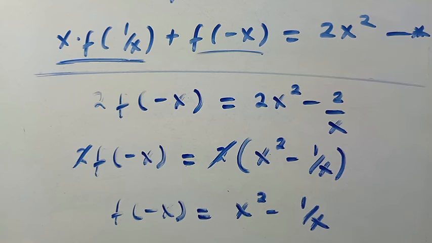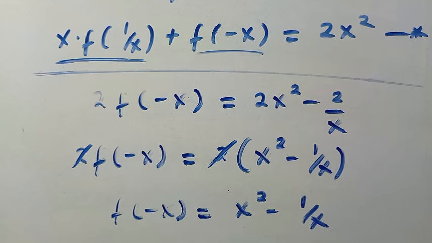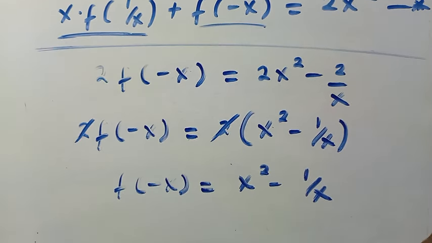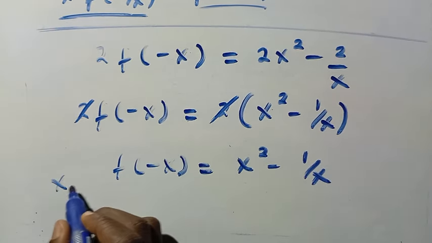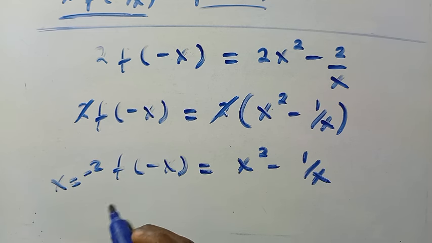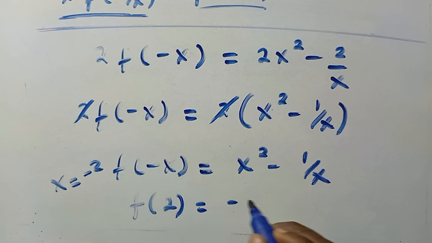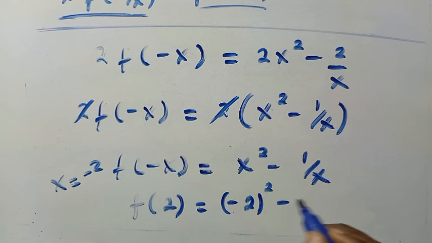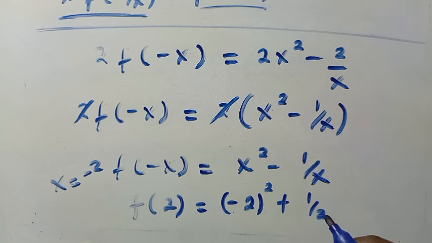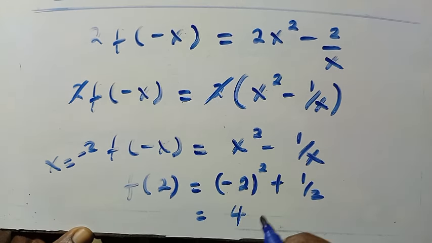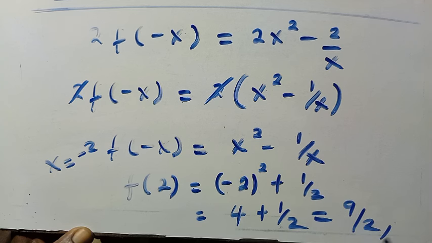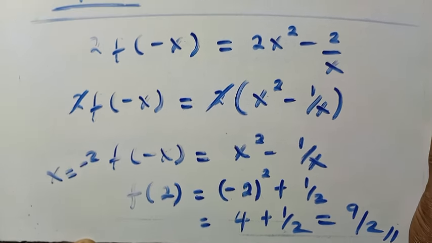After achieving this, we need to get f(2). In this function we have the negative, so we set x equal to -2. Setting x equals -2, f(2) equals (-2) squared minus, but it is minus before, so this changes to plus 1/2. So (-2) squared gives us 4. We have 4 plus 1/2, and this gives us 9/2. So 9/2 is the solution to this problem, as we got from the beginning.